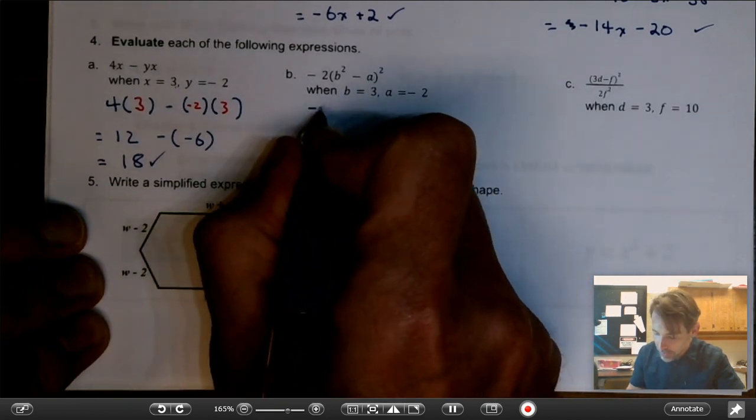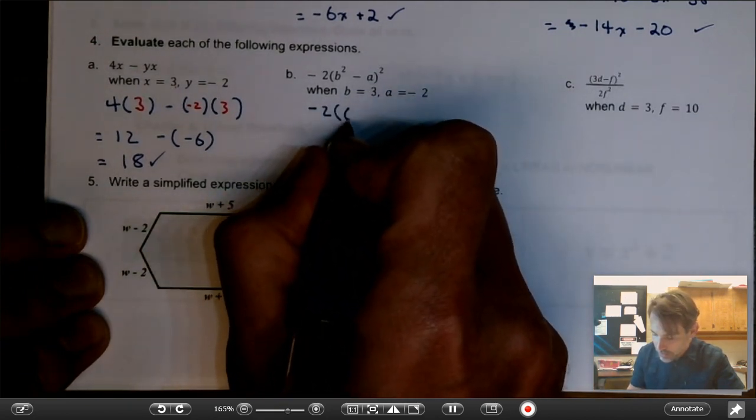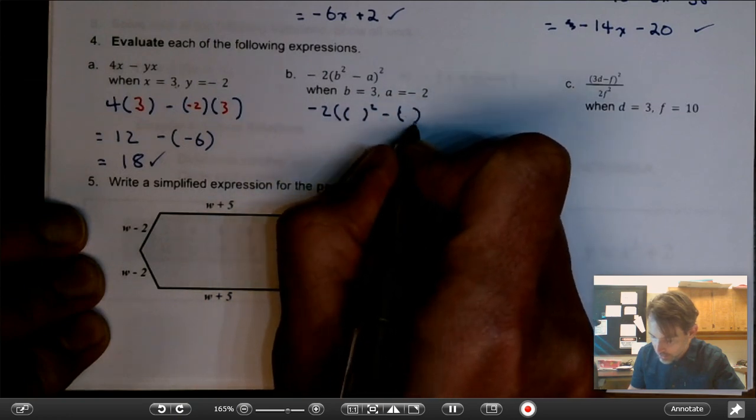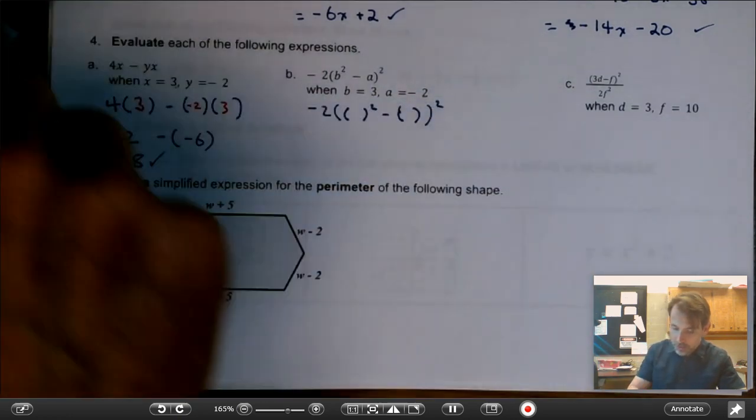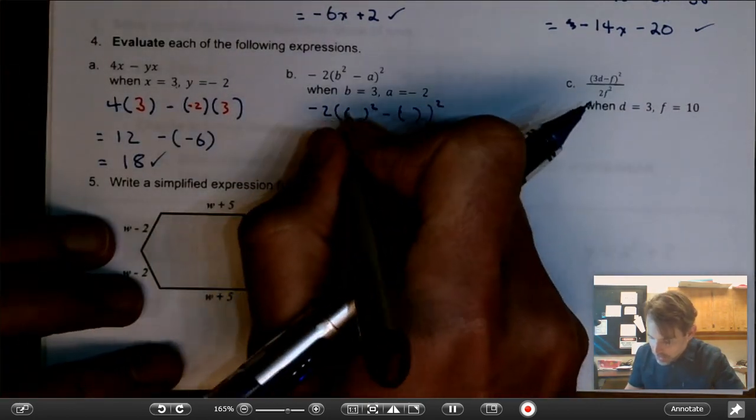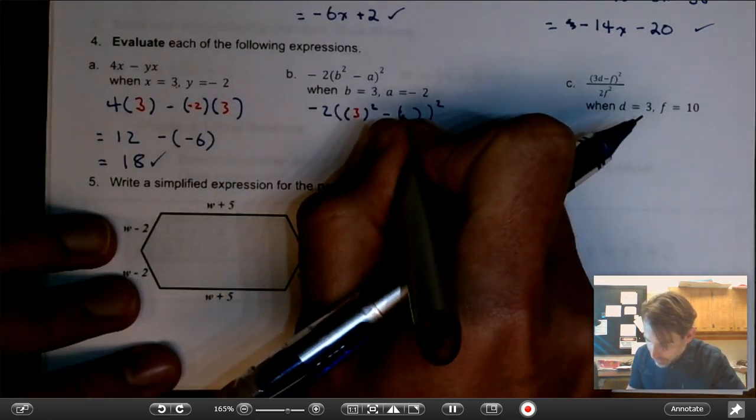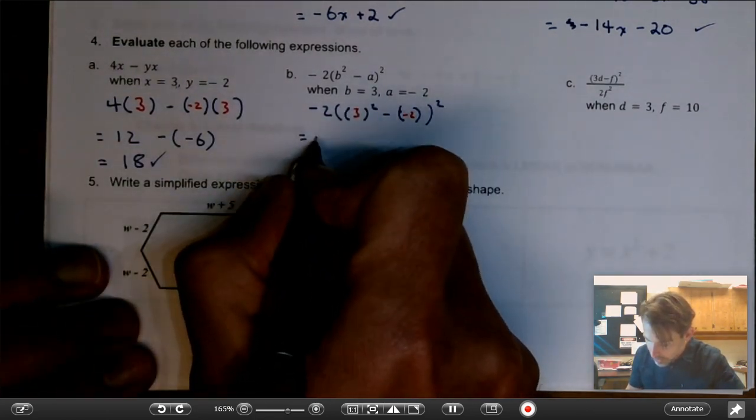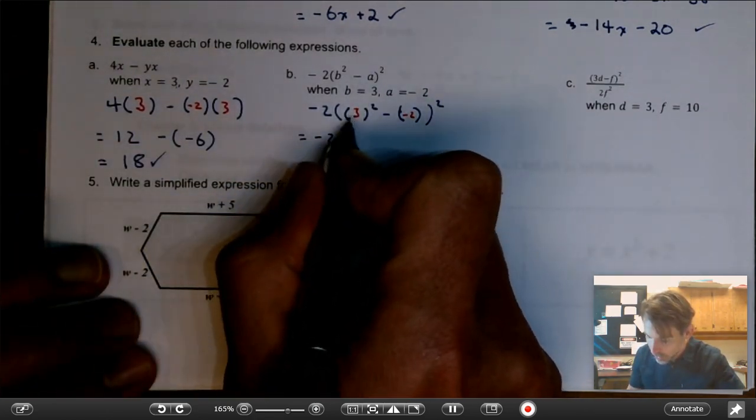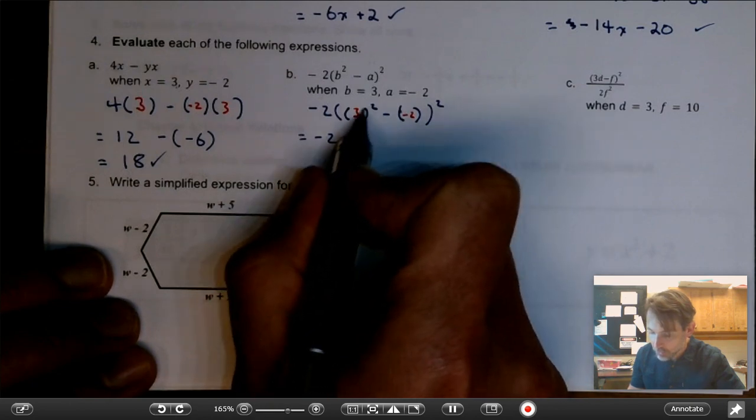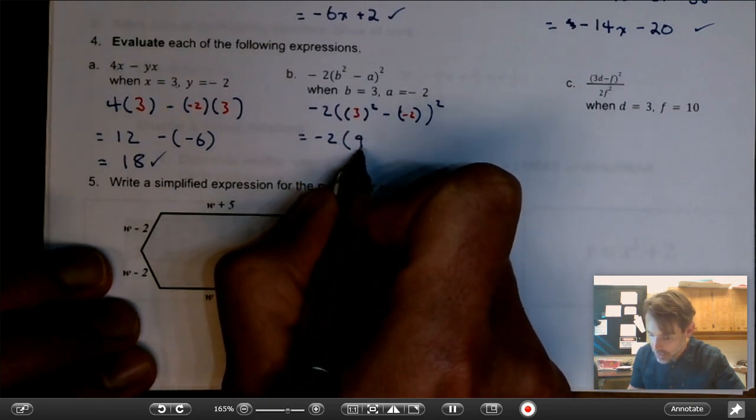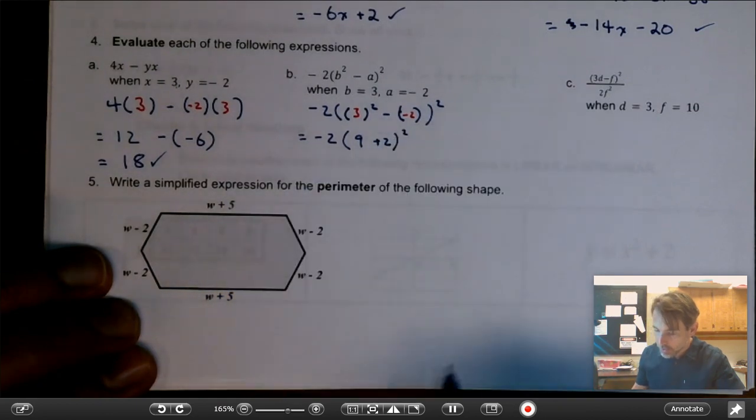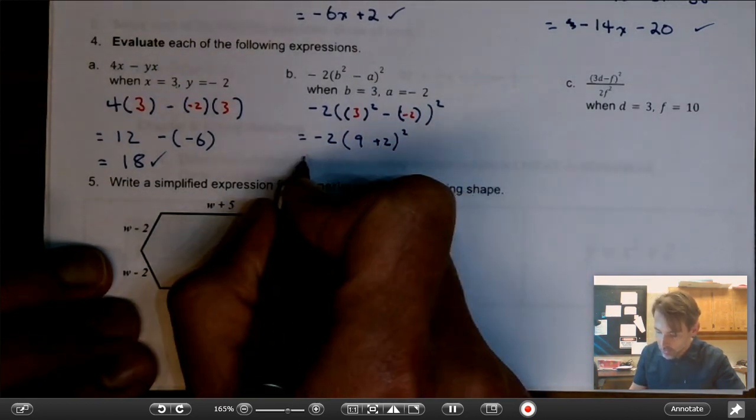Okay, here, this one. So we're going to have minus 2 times something squared, minus something all squared. Let's put in our somethings. b is 3, and a is minus 2. Okay, so let's go another line. Minus 2 times (3 squared minus minus 2) squared. We have to do inside the brackets first, and we have to do exponents first. So this is 9 minus minus 2, so that's 9 plus 2, squared. Okay, 9 plus 2, well, that's 11.